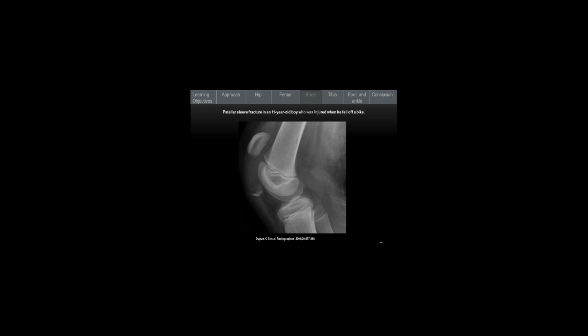This is an 11-year-old boy who was injured when he fell off a bike. You can see that there is a fragment of bone along the expected course of the patellar tendon. This is a patellar sleeve avulsion fracture. The mechanism is typically an avulsion from the inferior pole of the patella. Sometimes, if there's quite a bit of cartilage, we may only see a small sliver of the osseous portion of the patella, which is the tip of the iceberg that keys us into the fact that there's actually an injury here. So, an avulsion of the knee that's typically seen in children: a patellar sleeve avulsion fracture.